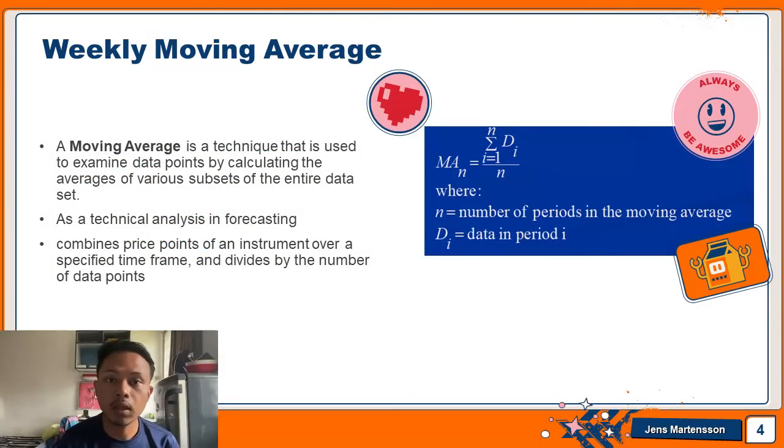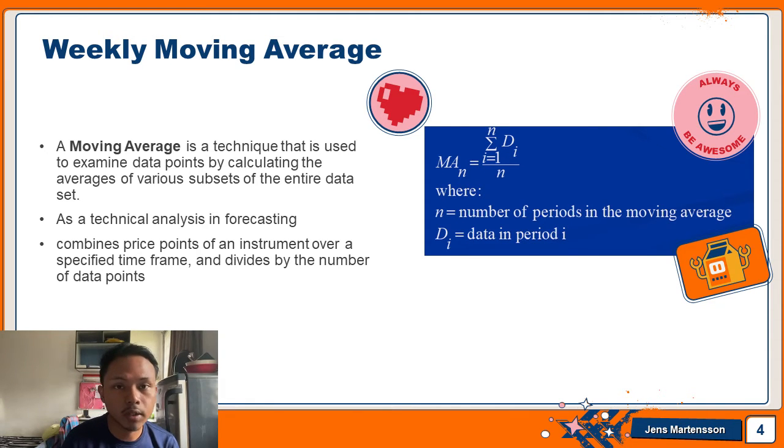The first method in this forecasting is moving average. Moving average is a technique that is used to examine data points by calculating the average of various subsets of the entire data set. This moving average is also a technical analysis in forecasting. By combining the price points of an instrument over a specified period that we have decided, we need to divide it by the number of data points.